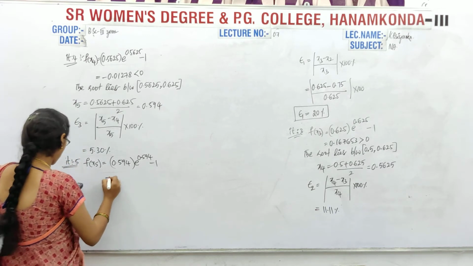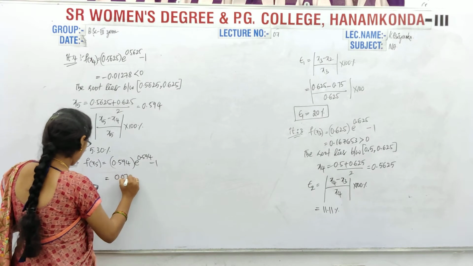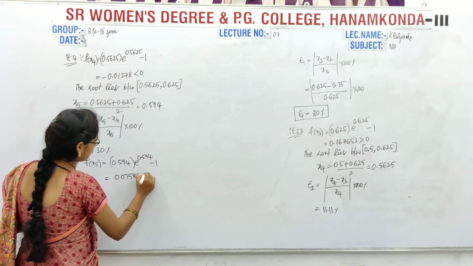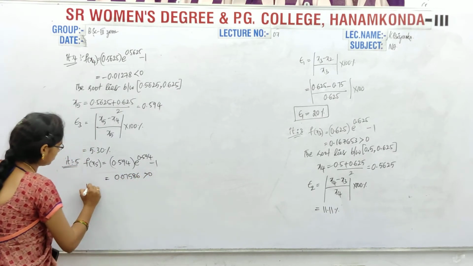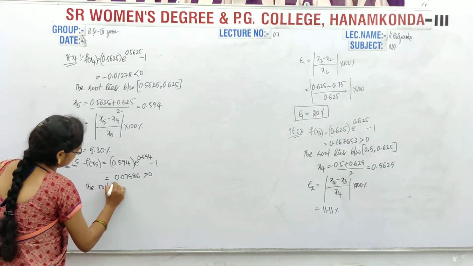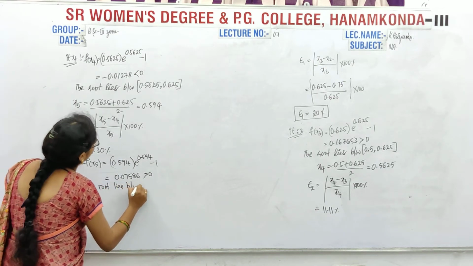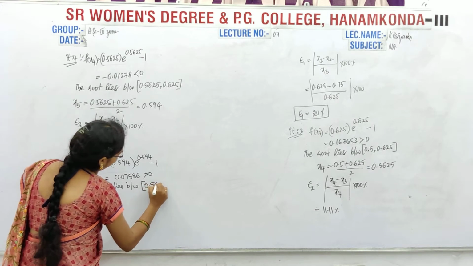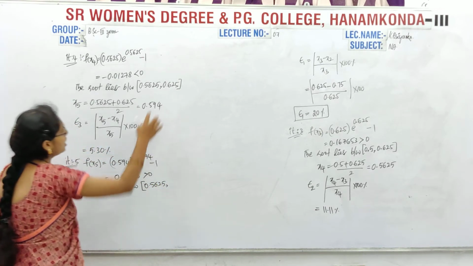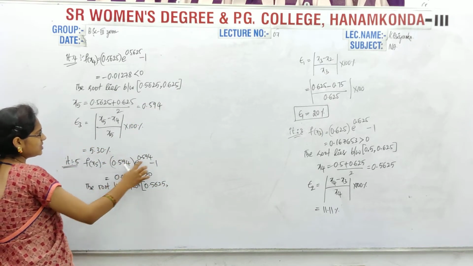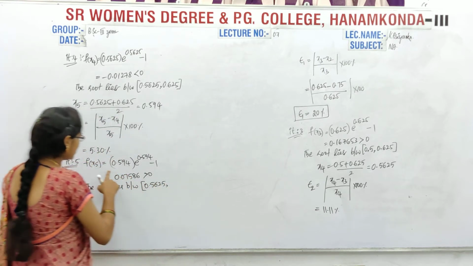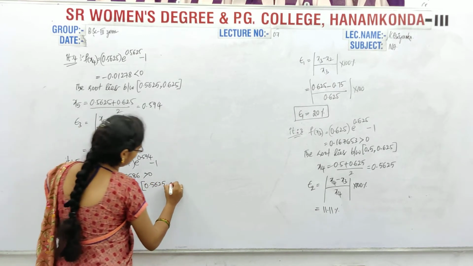Now it is 0.07586, which is greater than 0. Therefore, the root lies between the negative one, that is 0.5625, which is negative, and here 0.625, meaning the new value is 0.594.